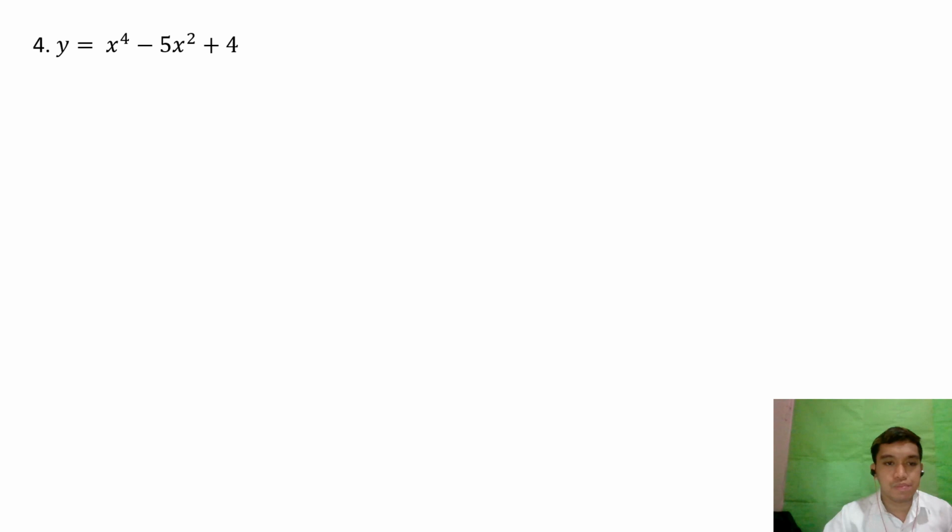Number 4. Y equals x raised to 4 minus 5x squared plus 4. Okay, so dito, naka-arrange na siya yung ating terms in descending order according to power or according to exponent. So naka-standard form na yan. Hanapin na lang natin yung mga possible roots. So ito yung ating p. Then again, yung ating q dito is 1.